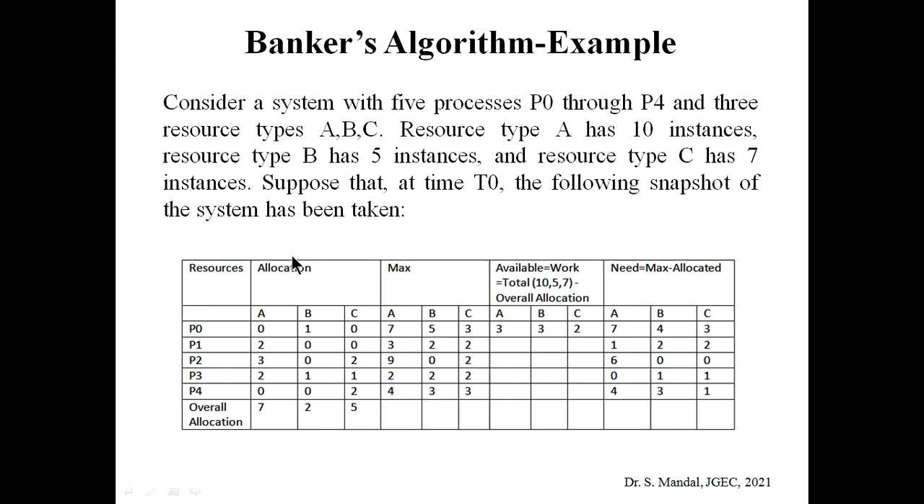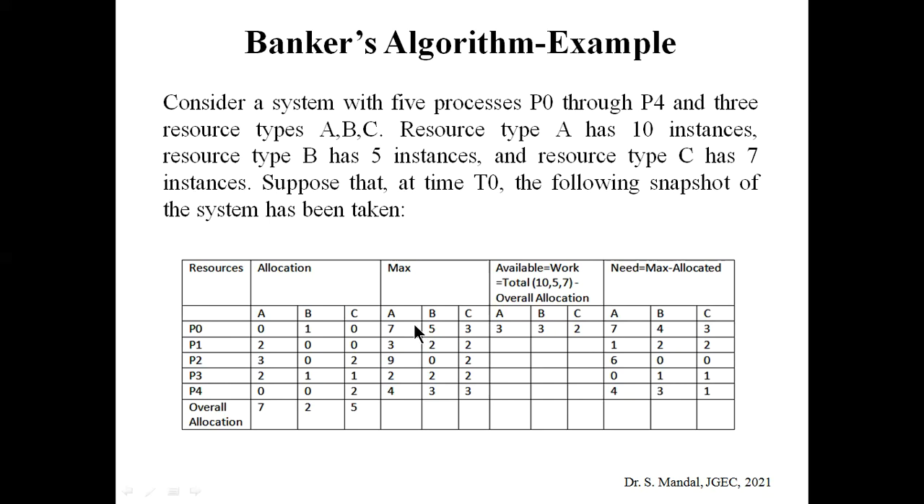That means the following allocation has been provided. At t equal to 0, it is given that 0 instances of A are allocated to P0, 1 instance of B is allocated to P0, and 0 instances of C are allocated to P0. Like this way, 2 instances of A are allocated to P1, and so on. And this one is the max. We already defined that max denotes the actual demand.